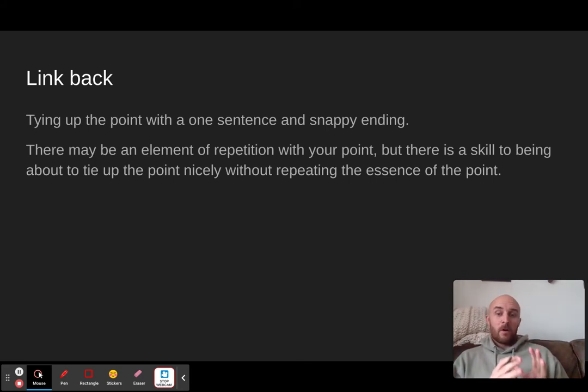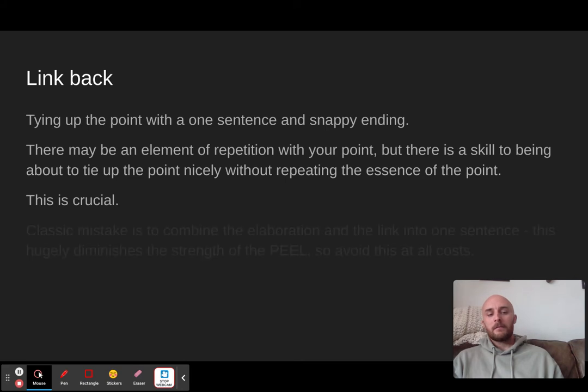There may be an element of repetition, like with your point, but there is actually a skill to being able to link back without repeating. There is actually a skill. It's crucial that you have the link back here. Categorically, you will not get top, but you may have nailed your AO1. You may have written 3 beautifully structured AO3s in your essay, but you will not get above 12 out of 16 for anything if you haven't linked back to your point. It's a really nice way of tying back.